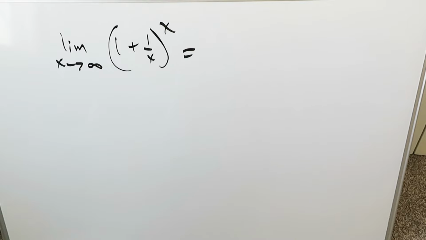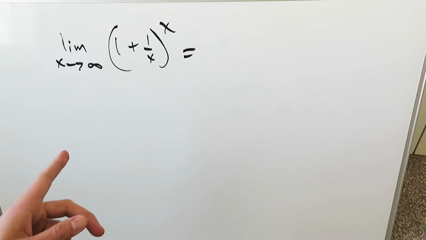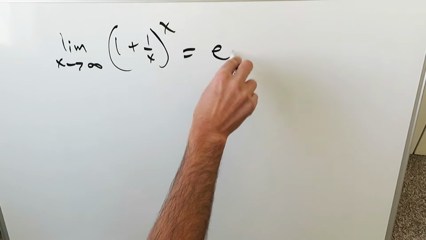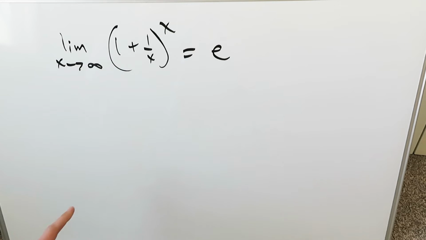It's at the request of a particular viewer. Why does this limit particularly equal e? Or why does it approach e in terms of its output? Limit as x approaches infinity, (1 + 1/x)^x.